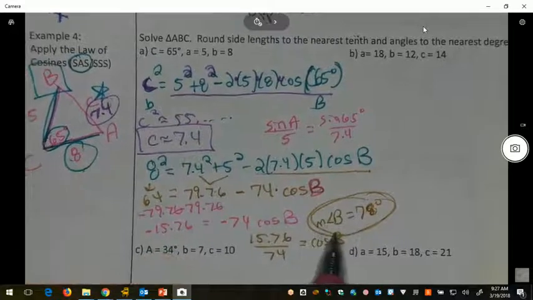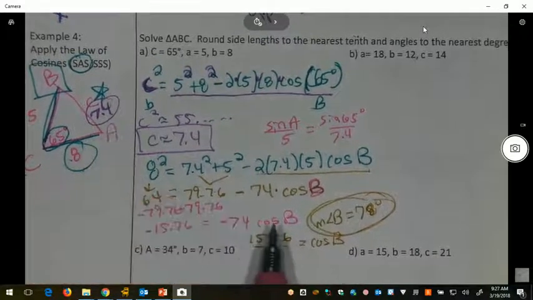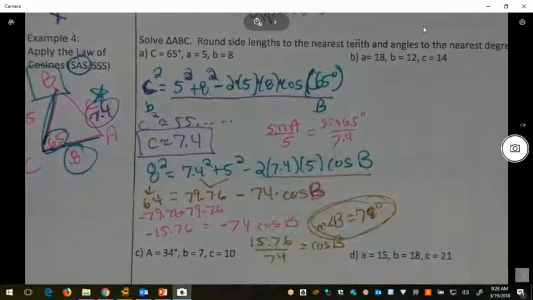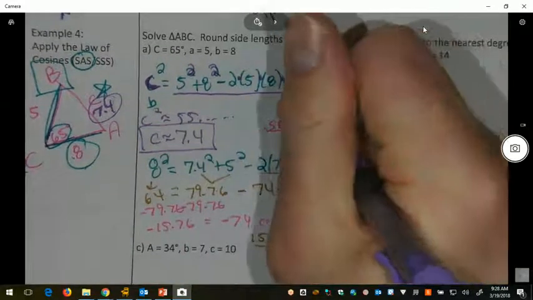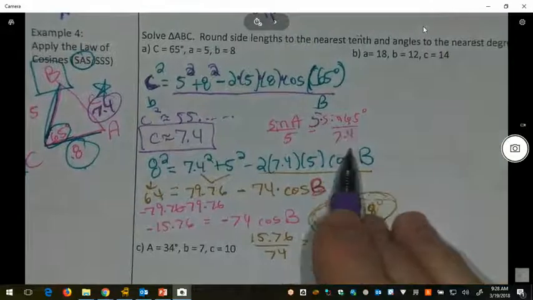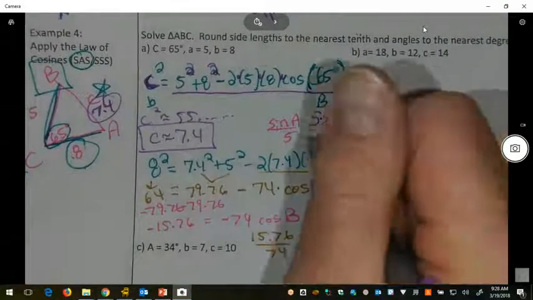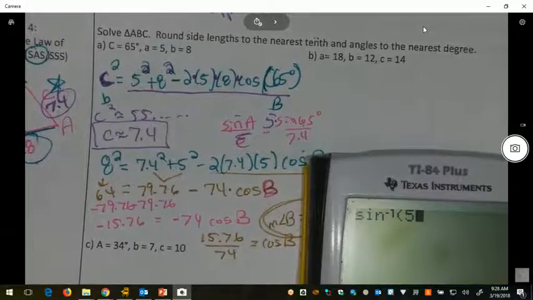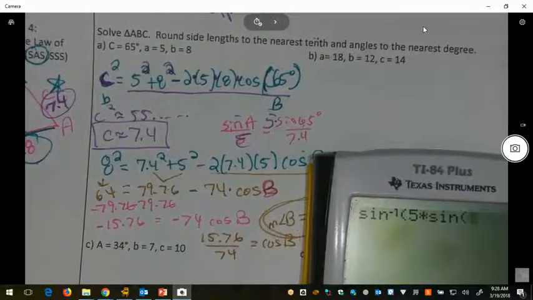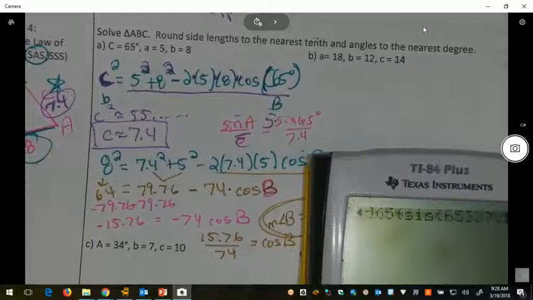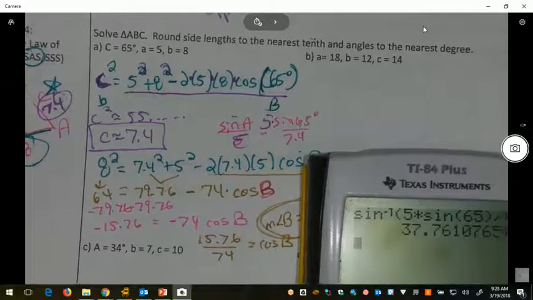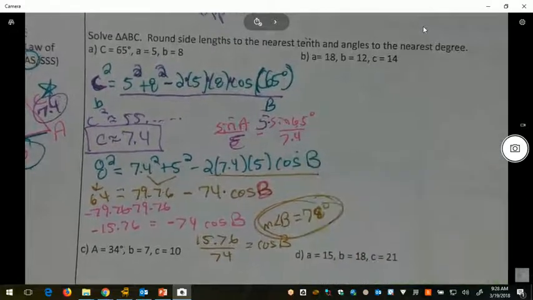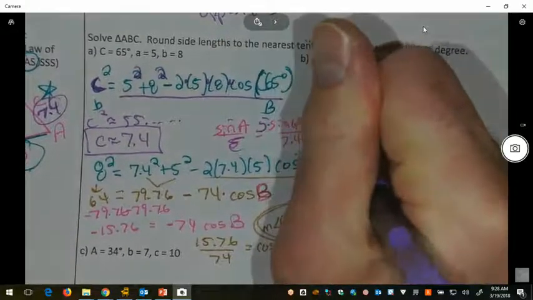So I have the 65, the 78. We kind of know what we think the other one's going to be. I'm going to multiply by 5 to clear this denominator. So 5 times this divided by 7.4. And then I'm going to do sine inverse. So I'm going to do sine inverse of 5 times sine of 65 divided by 7.4. And it gets me 37.7, 38 degrees.